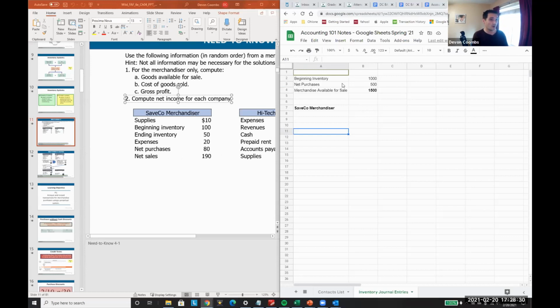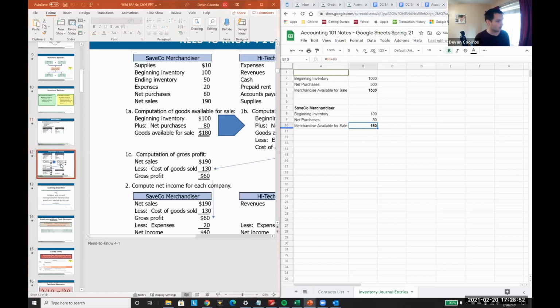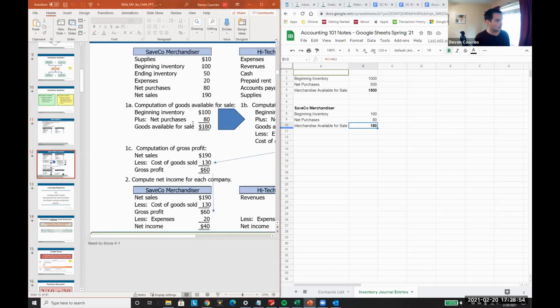And so first, our goods available for sale, our merchandise available for sale, we already have this calculation here. So we can just press Control-C, copy this, and then Control-V, and paste it, and then just plug in the answers. 100, and our net purchases, 80. We should have $180 of merchandise available for sale. Goods available for sale in the period. See how easy that is?